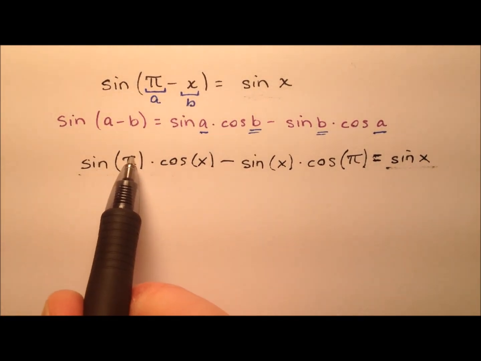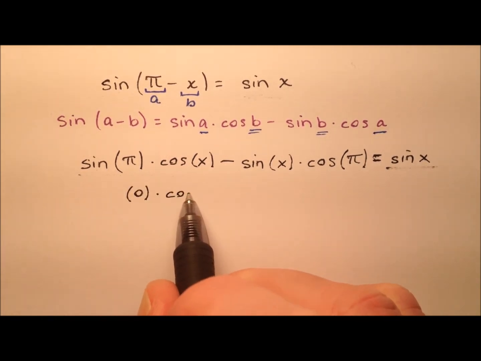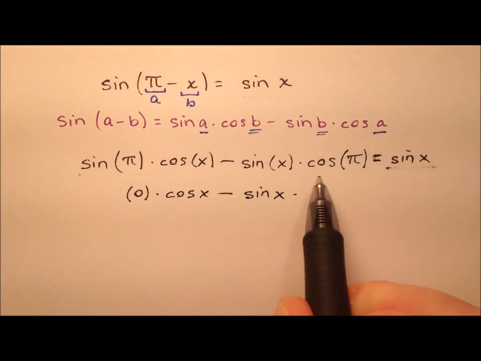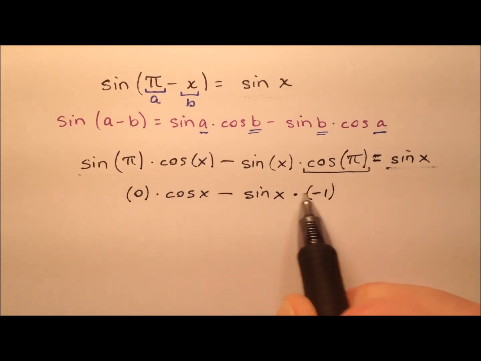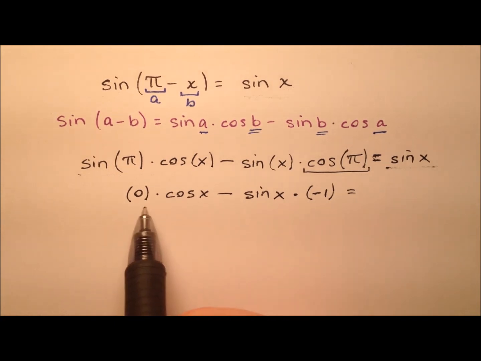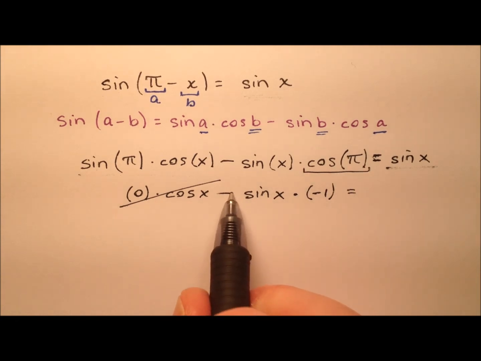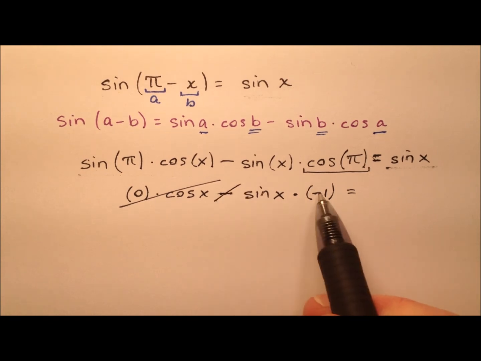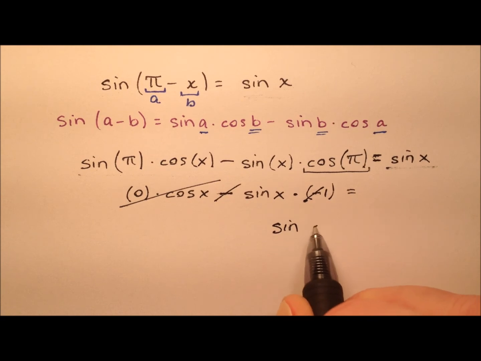So the sine of pi, or the sine of 180 degrees, is going to be 0 times the cosine of x, minus the sine of x times the cosine of pi, or the cosine of 180 degrees, which is actually negative 1. So what we have to begin with is multiplication by 0. This piece of the expression just cancels out and goes away. So we have negative sine of x times negative 1. These two negatives cancel, so sine of x times 1 is just the sine of x.